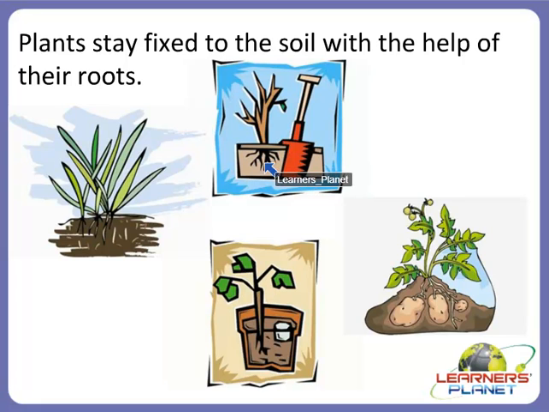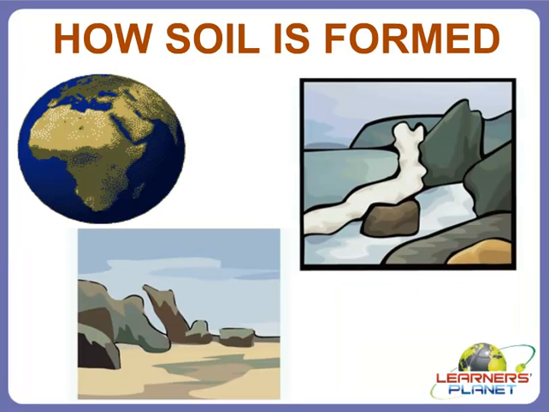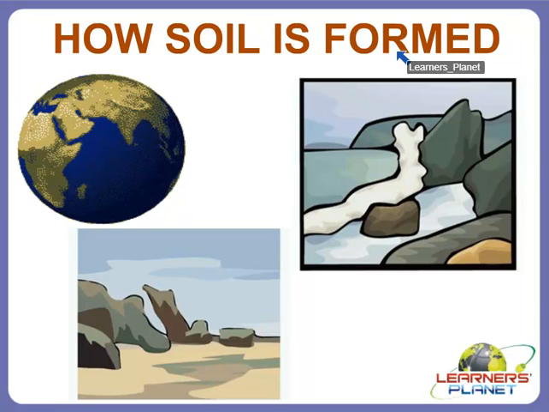And because of this property, plants are able to prepare their own food. For example, this is a potato. Potatoes grow under the soil. Okay, children? So children, now let us learn more about soil. So we will study how soil is formed.